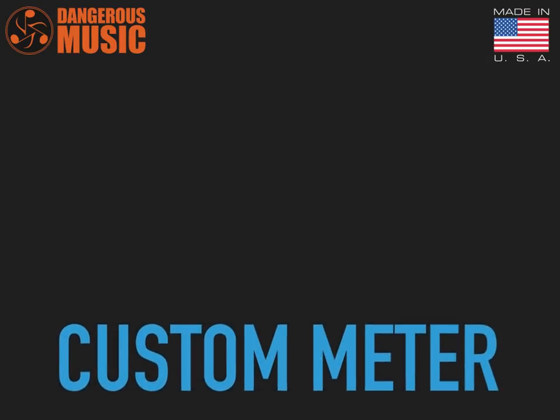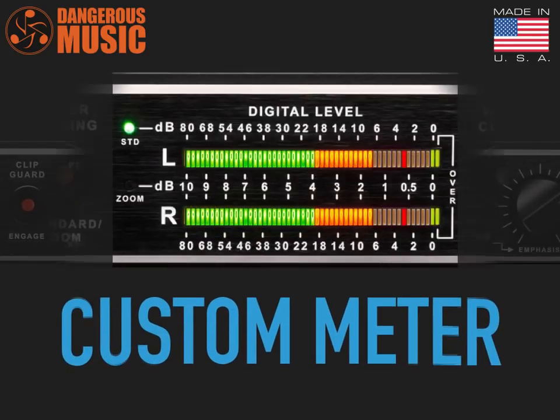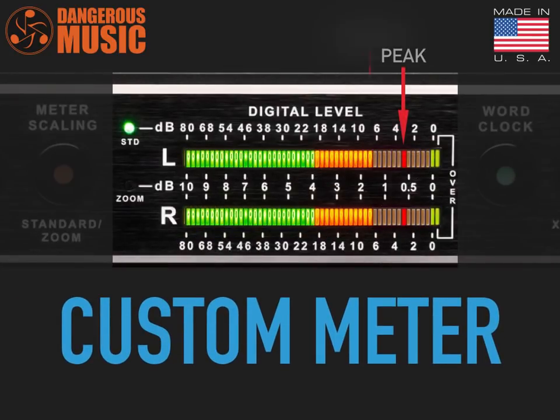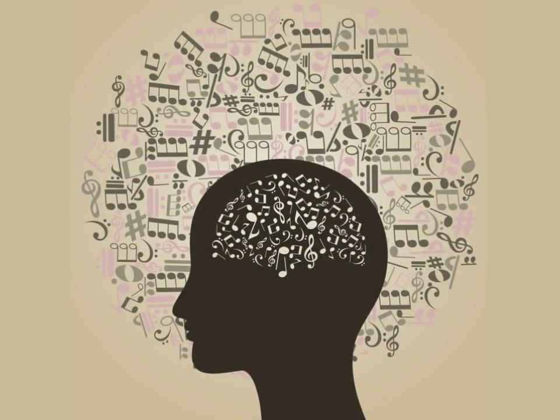Custom meter. This premium custom crafted digital meter simultaneously indicates peak over average. This reveals the audio's crest factor by supplying both RMS, or average information, and peak, the transient information, aiding in your quest to retain dynamics and music's emotive properties.